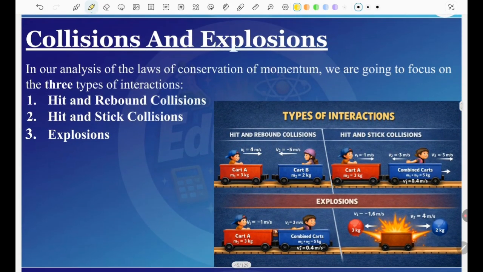So let's start with collisions and explosions. There are three types we have to learn under the law of conservation of momentum, and all three follow that law. First, hit and rebound collisions, where both objects hit and rebound, going in separate directions. Second, hit and stick, where they collide and become a combined mass. Third, explosions, where they explode apart. We are dealing with all three types of interactions under the law of conservation of momentum.